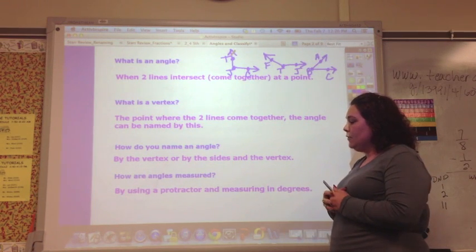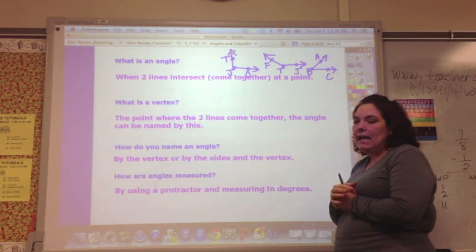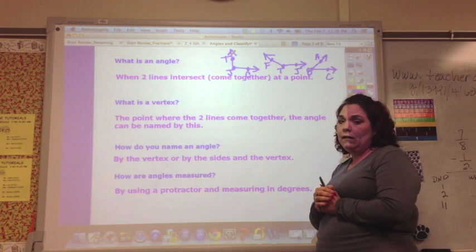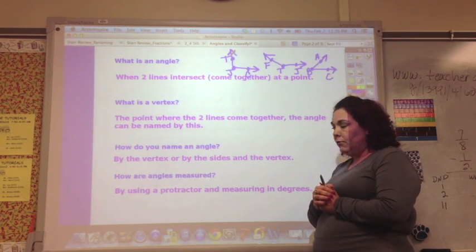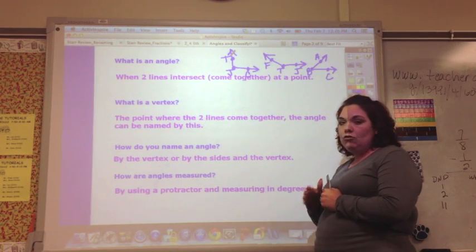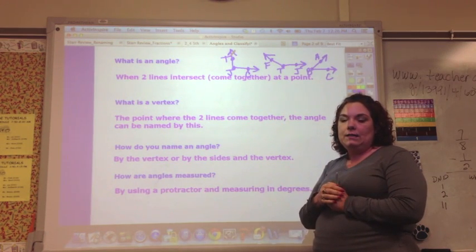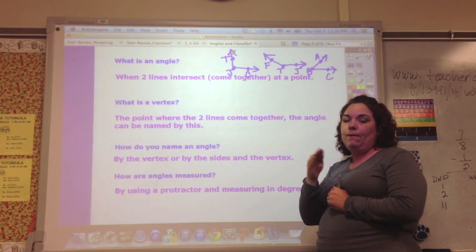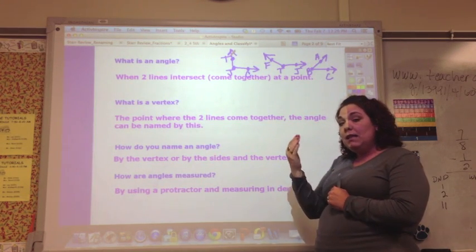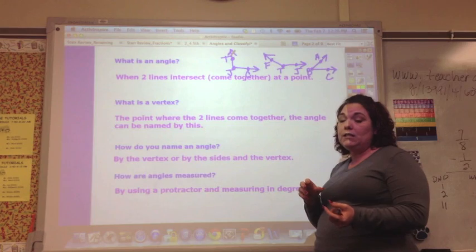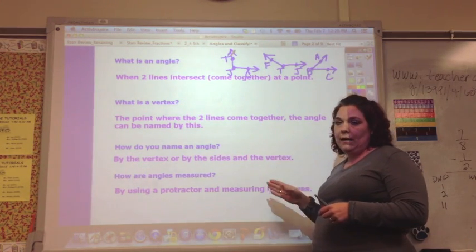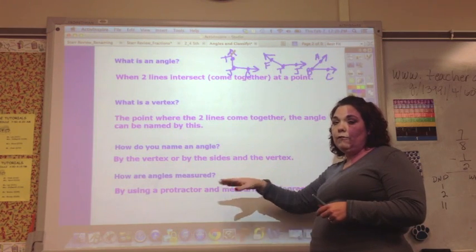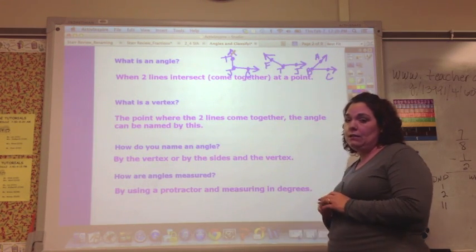And then how are angles measured? So today you used a protractor in class, and that's an instrument used to measure angles, and you measure them in degrees. It's 48 degrees or 55 degrees. It's not the same thing as temperature degrees, but it's spelled the same way and pronounced the same way. But on a protractor, angles measure from 0 to 180 degrees.